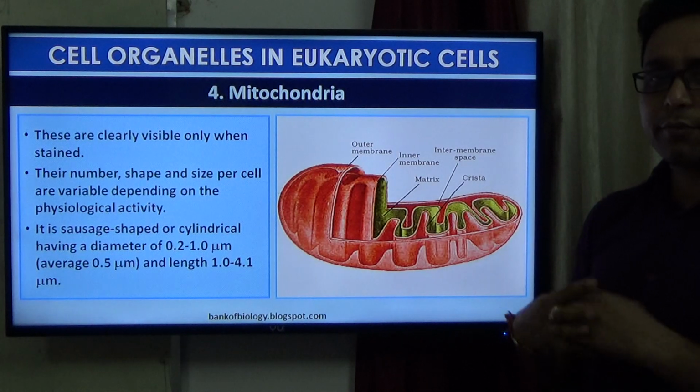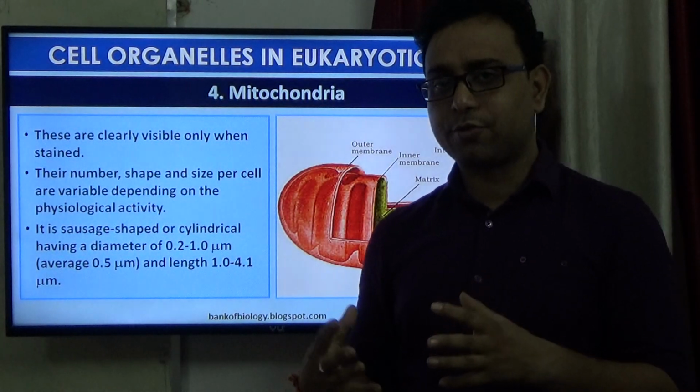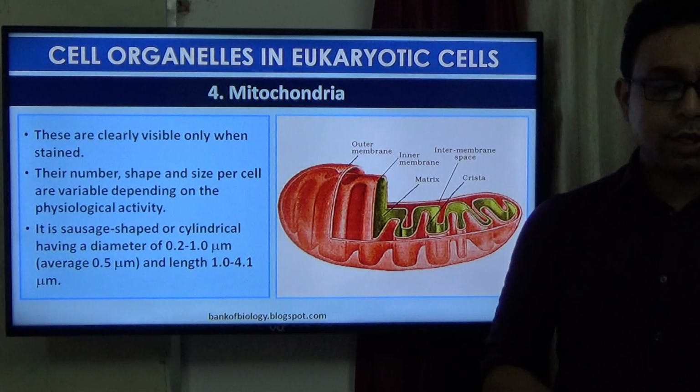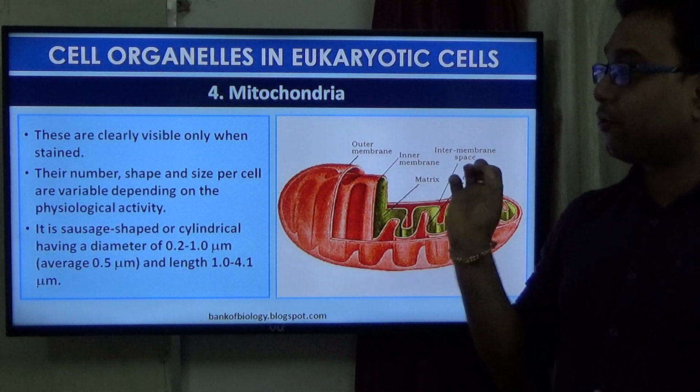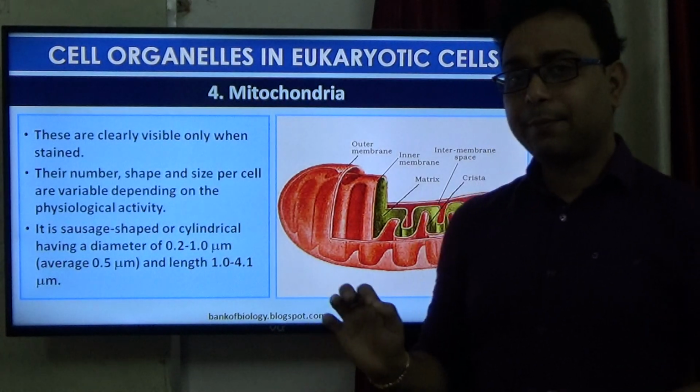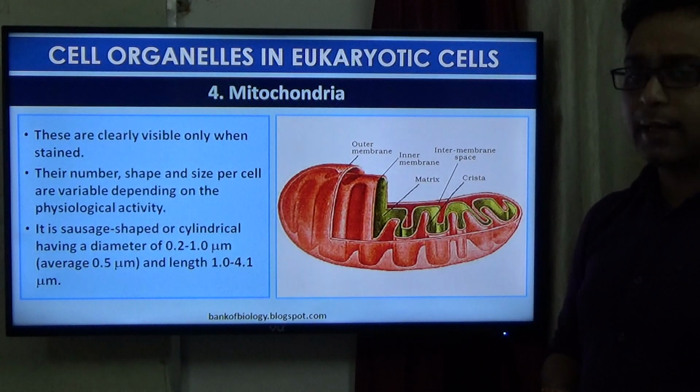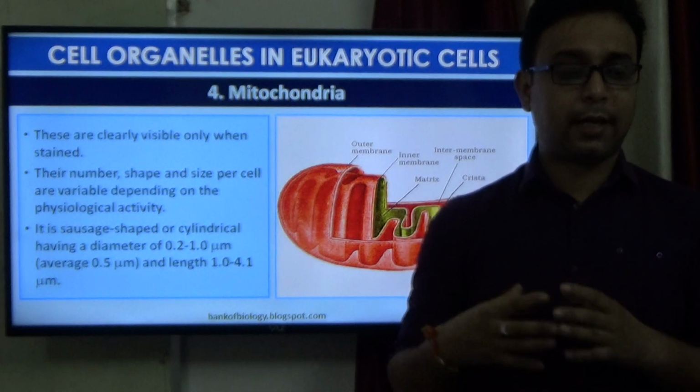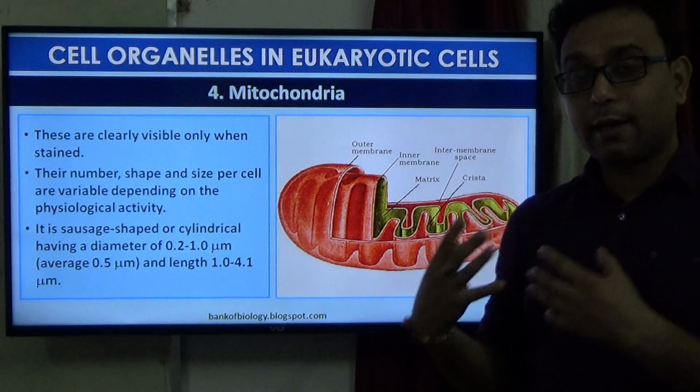Now we discuss a very important structure, the mitochondria, the powerhouse of the cell. They are clearly visible when stained. That means when you use a dye, after staining you can observe the mitochondria. Their number, shape and size vary in every cell.